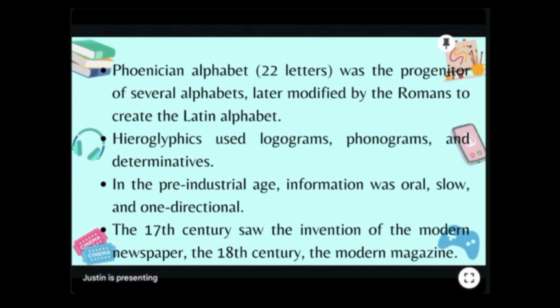that clarified meaning. During the pre-industrial age, most information was shared orally. Communication was slow and one-directional, meaning it went from one person or group to another without much feedback. Then progress sped up. In the 17th century, the modern newspaper was invented, making it easier to spread news and ideas widely. By the 18th century, the modern magazine appeared, bringing more topics like science, art, and culture to the public.